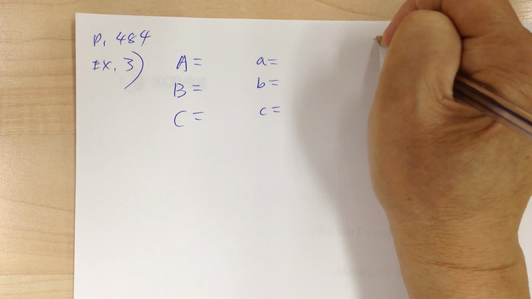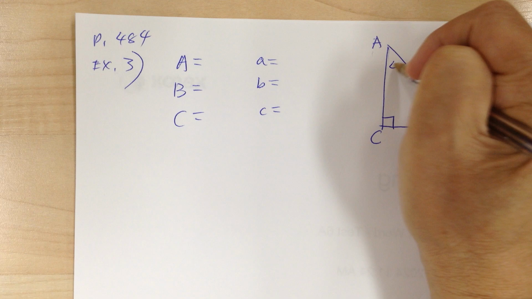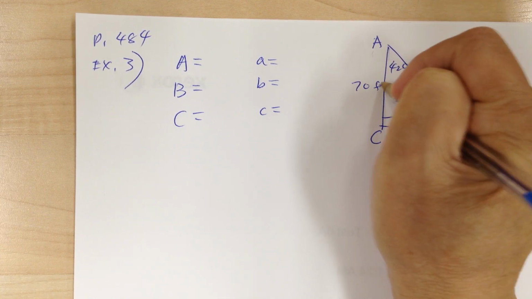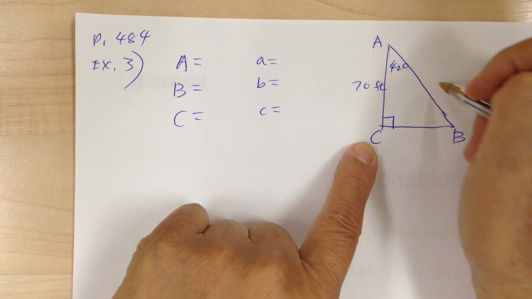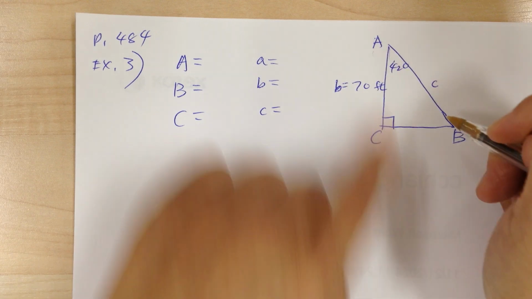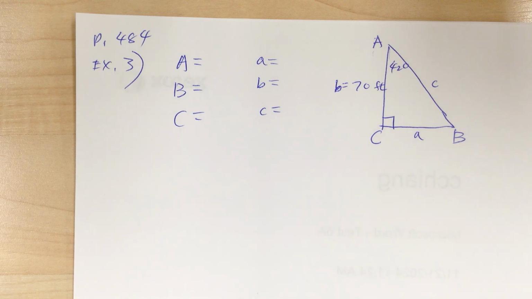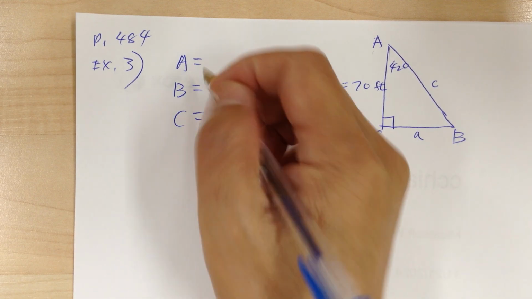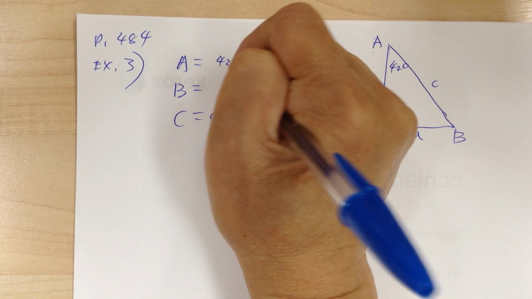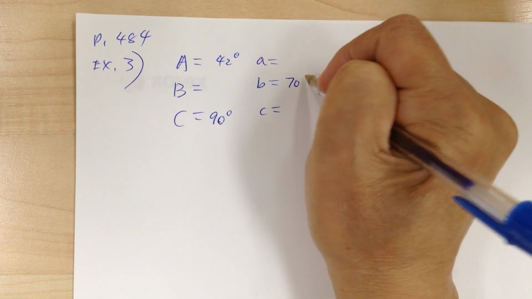Over here they have A, B, C, and this is 42 degrees and 70 feet. Remember, this is angle C, so this would be a small c. This is angle B, so this would be a small b. This is angle A, so this would be a small a. They're always facing each other. So let's put down what we have. Angle C is 90 degrees, so we know that. Angle A is 42 degrees, and small b is 70 feet.